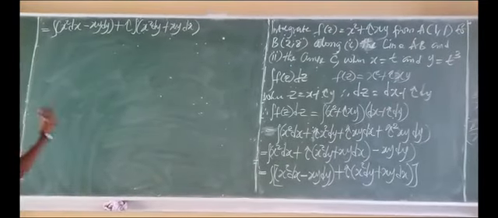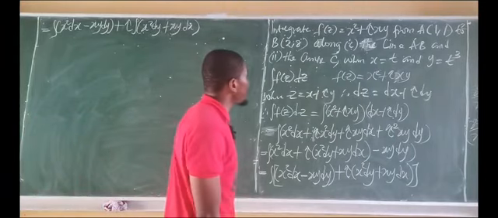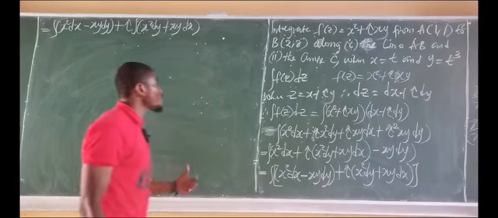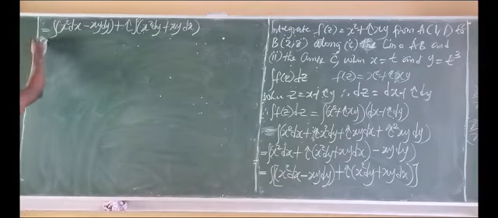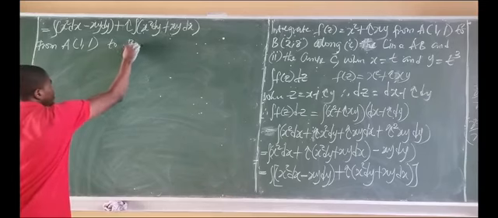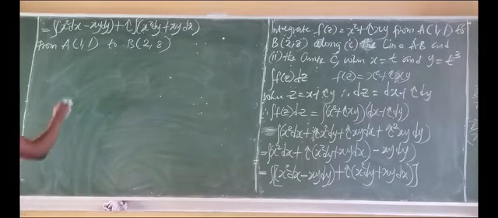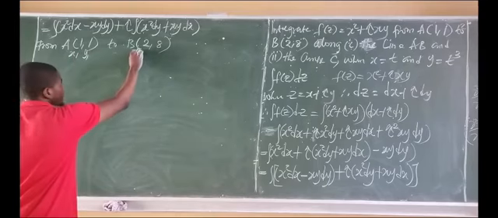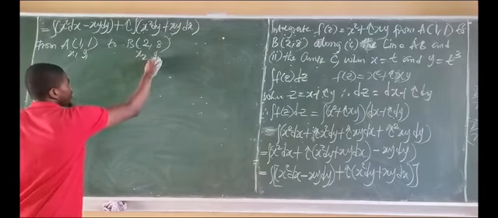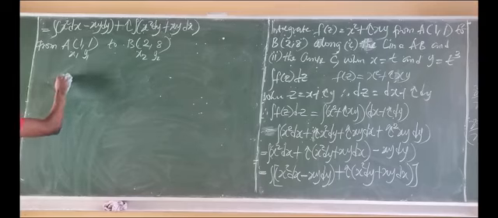Not forgetting, the question says that we should integrate from a(1,1). So let's put that as our condition. We have to integrate from a(1,1) to b(2,8). So let's plug this down now. So this is x1, y1 and this is x2, y2. Let's make a rough sketch of this information. We have our graph.